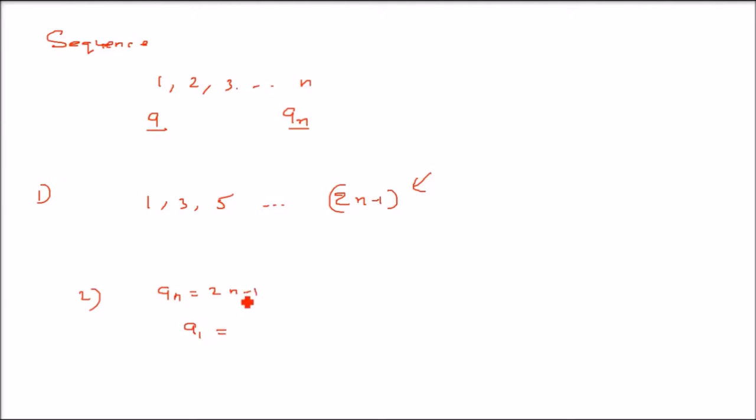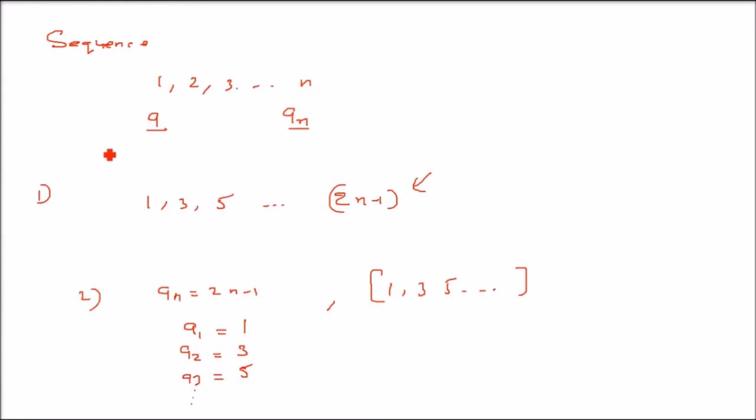Just put n equal to 1. What do you get? You get 2 into 1 minus 1, which is 1. For n equal to 2, 2 into 2 minus 1, you get 3. For a3, 2 into 3 minus 1, 6 minus 1 is 5. So you have the same series 1, 3, 5 and this goes up to 2n minus 1. These are the two ways of representing a sequence.